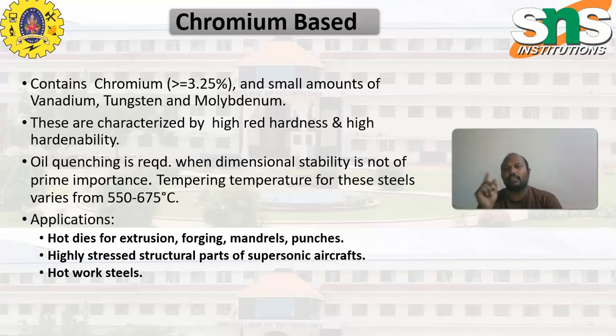The addition of these elements has the characteristic of increasing hot hardness and hardenability. Due to this, oil quenching is done so that the dimensional stability will be retained. Tempering is also done, at a temperature of 550 to 675 degrees Celsius. The applications are hot dies for extrusion, forging, mandrels and punches, and high stress structural parts for supersonic aircraft and hot work steel.